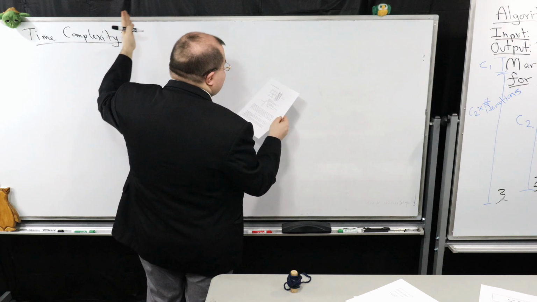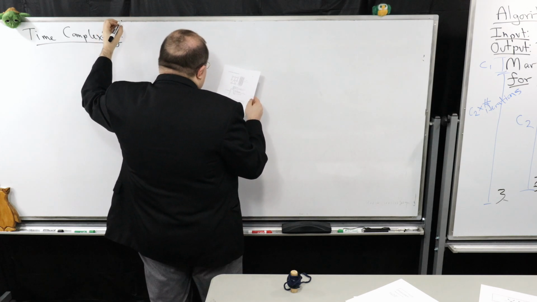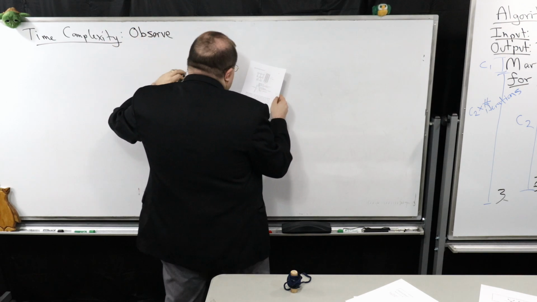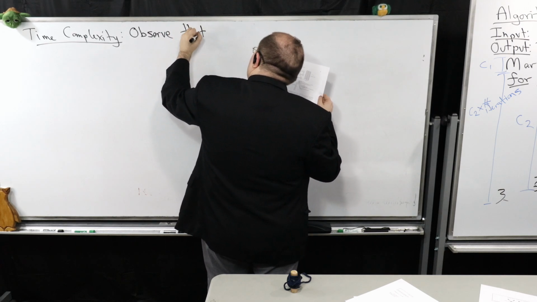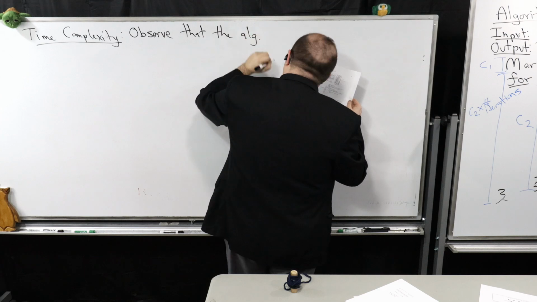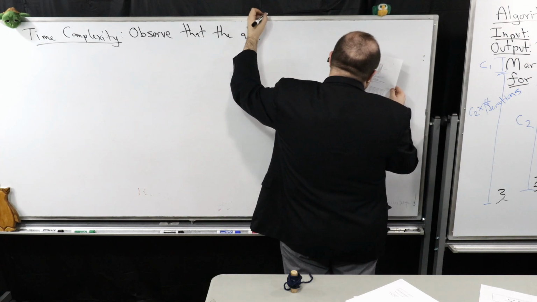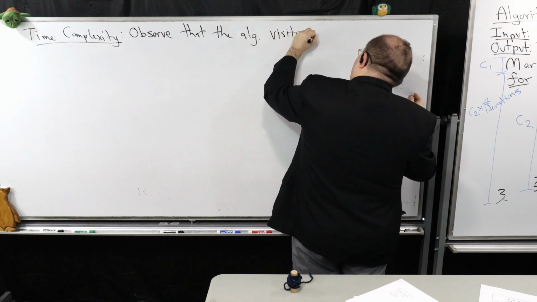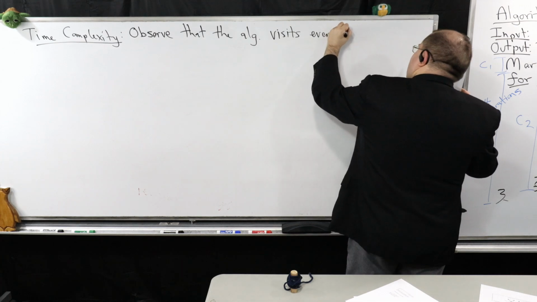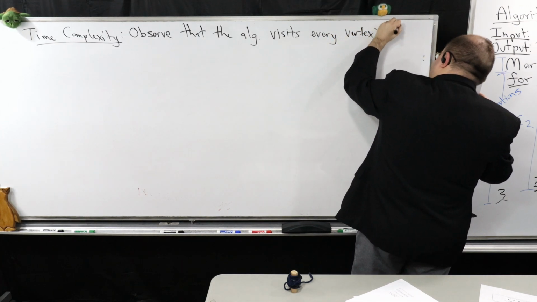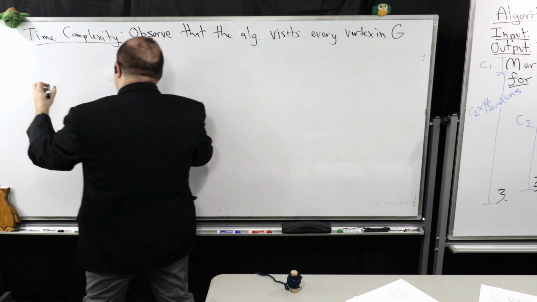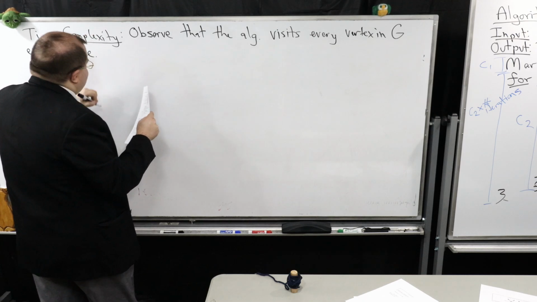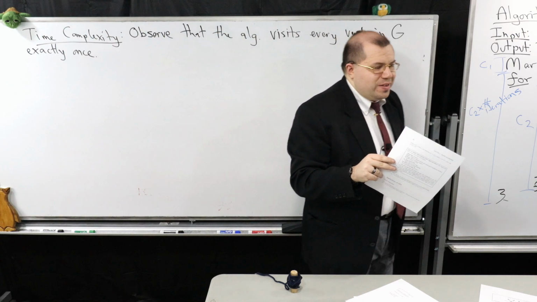I'm going to proceed past the part where I derive those constants, and I'm going to observe that the algorithm visits every vertex in G exactly once. So question, why is that true? Why is it that every vertex in G is visited exactly once?